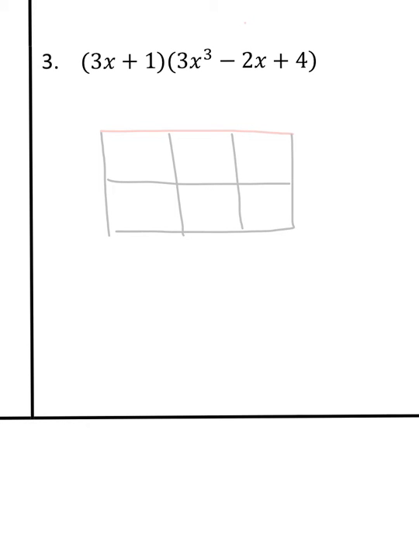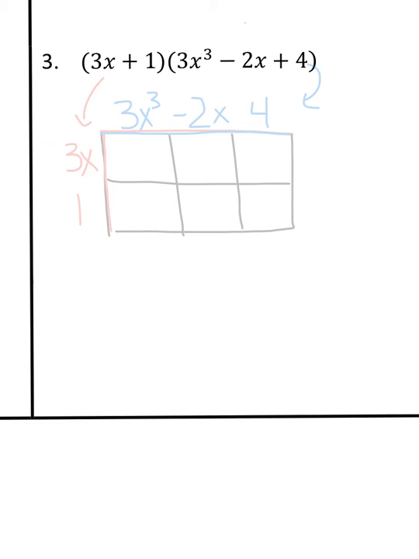I need 3 spots, right? So this is my 3x and 1. That's my binomial. And then here is my trinomial, 3x^3 minus 2x plus 4. It is a 2 by 3 box. If there's a 4-term polynomial, you can make it 4. I don't know why I was getting ahead of myself thinking it needed to be 4.